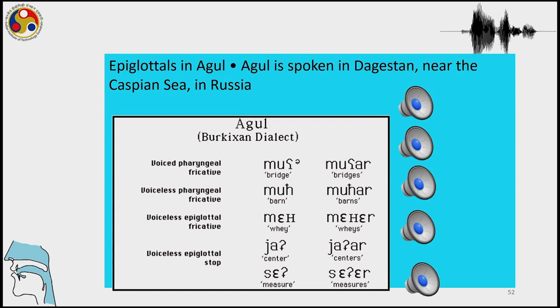This is a voiced pharyngeal fricative. Voiceless pharyngeal fricative. Voiceless epiglottal fricative. And a voiceless epiglottal stop.